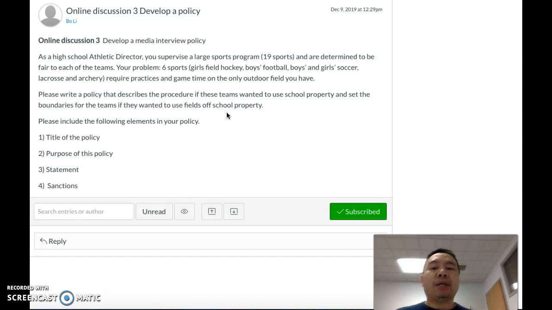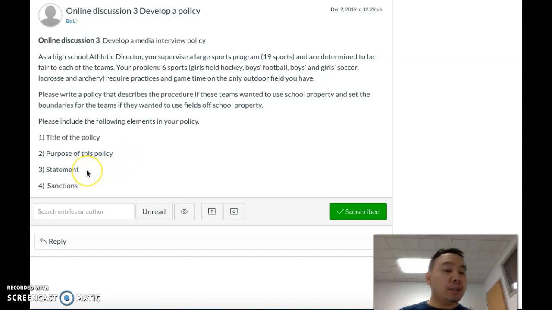So now you have to go and write a policy to describe the procedure if the teams want to use this school's facility, and set the boundaries for the teams if they want to use a field outside the school. So for your policy, you need to include the title. So what's the title of this policy? Second thing is talk about the purpose of the policy. Why are we creating this policy? What are we trying to address? What kind of problem or issue are we trying to address by using these policies? How each of the teams and the organization itself can benefit from these policies.